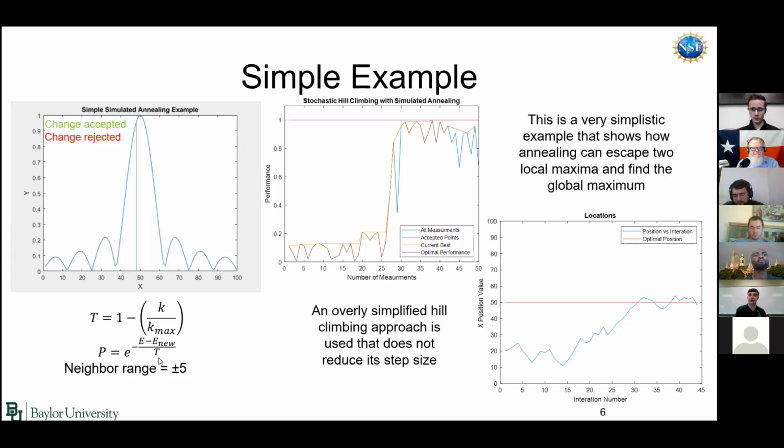The probability is that simple exponential I showed for when it was reduced performance, always accepting increased performance. And for neighbor range, I allowed X to vary by plus or minus 5. It would randomly select a neighbor from somewhere between 5 to the left or 5 to the right. And that is how we jumped through our search space here. That's how we were shaking the ball.